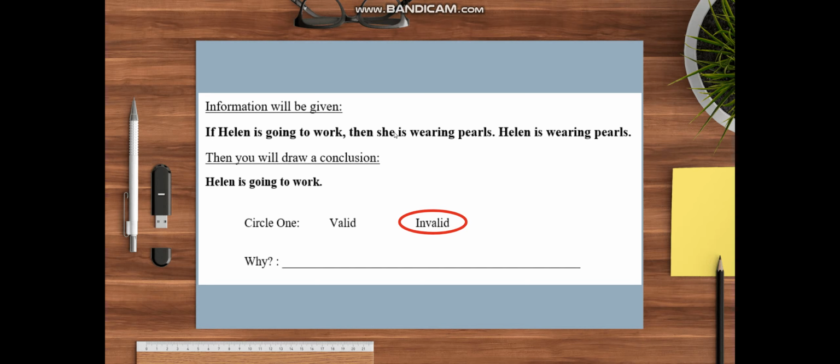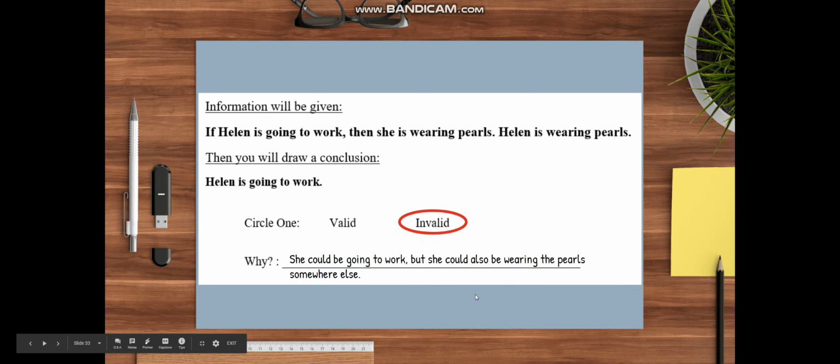So this could be true. It could be if she's going to work, then we know she's wearing pearls. But just because she's wearing pearls doesn't necessarily mean that she's going to work, because conditional statements don't work that way. So the if affects the then, but the then doesn't affect the if. So we would say invalid. She could be going to work, but she could also be wearing the pearls somewhere else. So we would say that this is an invalid conclusion, because we could come up with a counterexample.